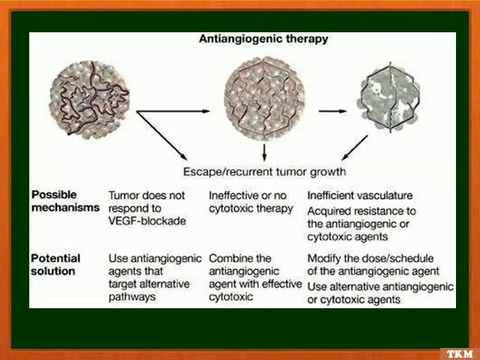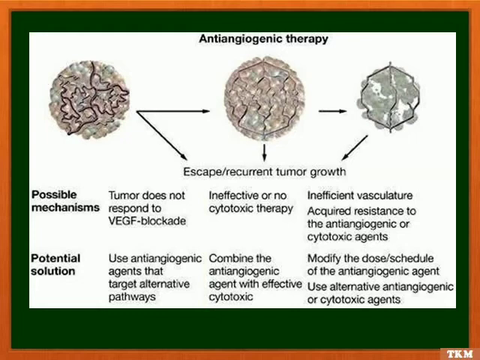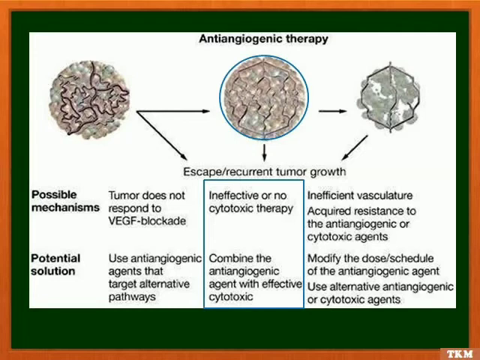Now this anti-angiogenic therapy has several possible mechanisms of resistance. For example, if the tumor does not respond to VEGF blockade, then in such a case we can use anti-angiogenic agents that target alternative pathways. If it is ineffective alone, or there is no combination cytotoxic therapy, then the possible solution is to combine the anti-angiogenic agent with effective cytotoxic therapy.